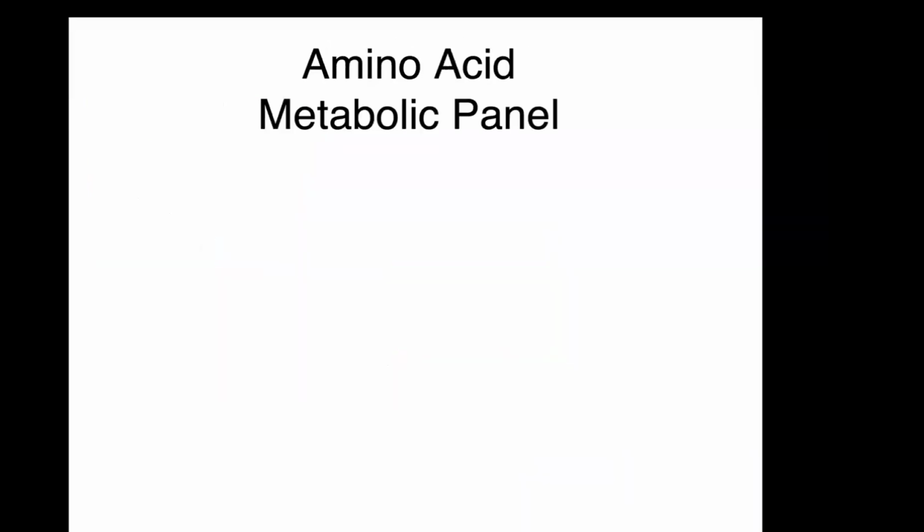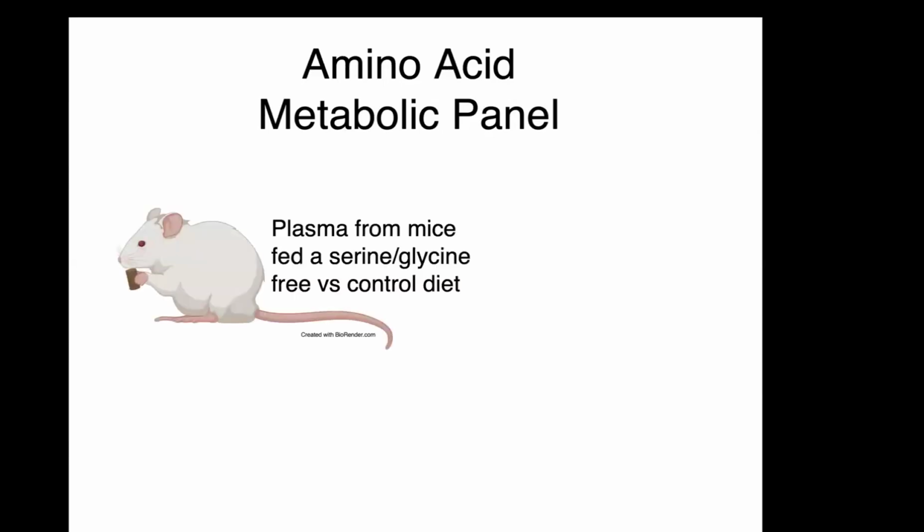So now I'm going to give two specific examples of some recent studies we've done in the lab applying MRM technology. The first of which is an amino acid metabolic panel. Someone came to us, they wanted to look at plasma from mice that were fed a serine glycine free diet versus a controlled diet. And they wanted to look at how those amino acid levels varied between these two groups, especially with that deprivation of serine glycine.